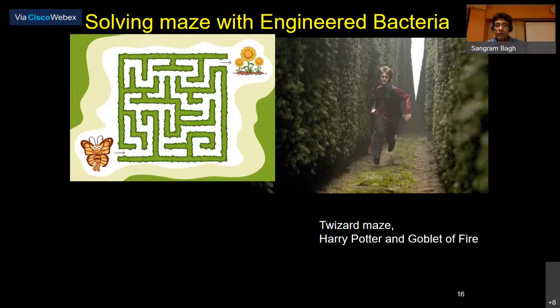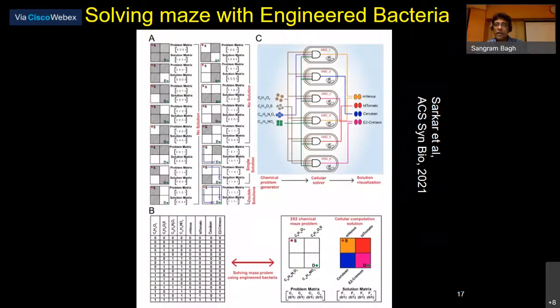Okay. So here, what we tried to develop was engineered bacteria, with the work distributed among these bacteria in such a way that they can solve a maze. Here we took a very simple maze, let's say a 2x2 maze. Here is your starting point, S, and D is your destination. If there is no obstruction anywhere, you can go directly from the start to the destination along this path and that path.